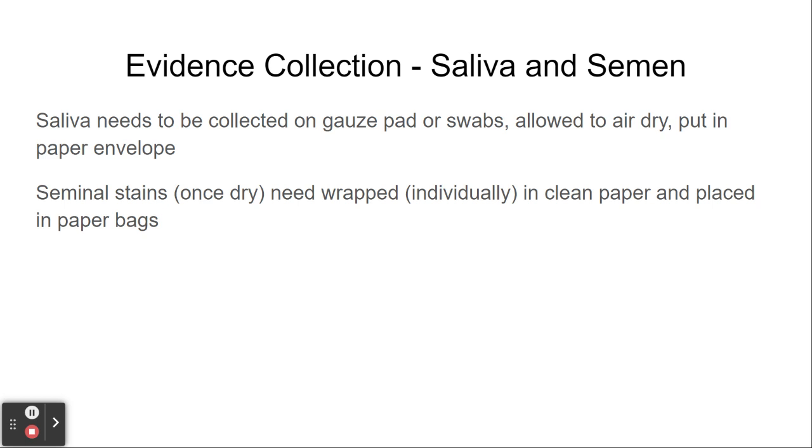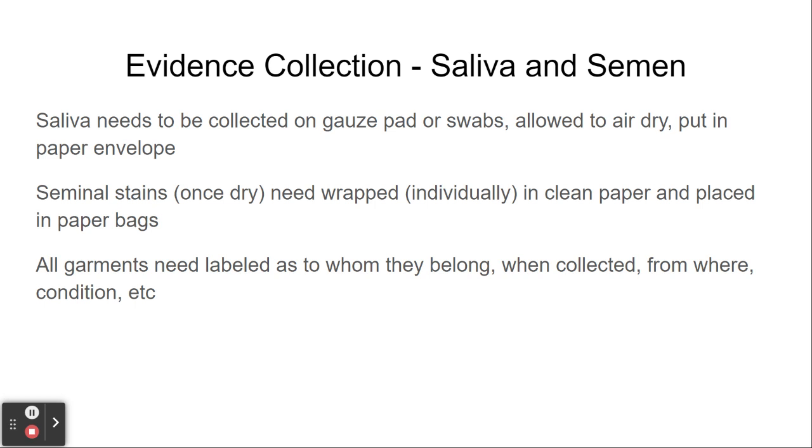Semen stains would need to be dried. So on articles of clothing, you would want those dried and either scrape those or cut those out of the item, and then they're going to be in clean paper, placed in paper bags, and transported to the lab where they can be analyzed. Garments, you're going to collect them as a whole garment.